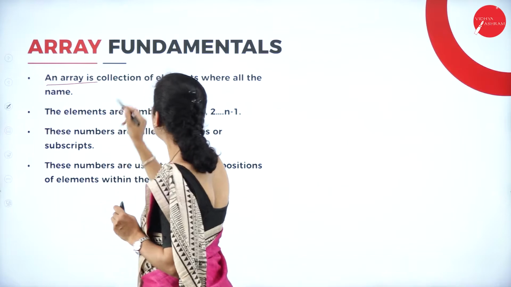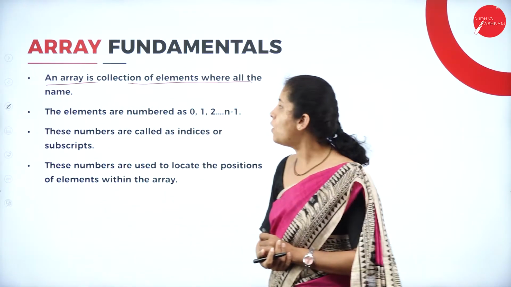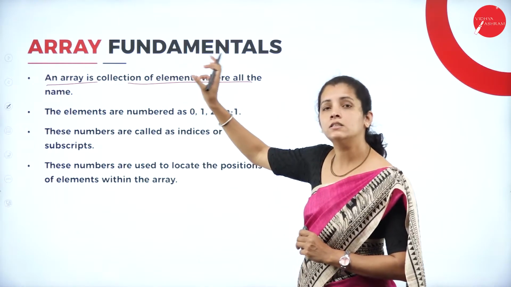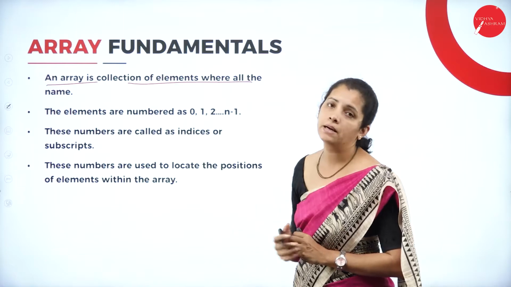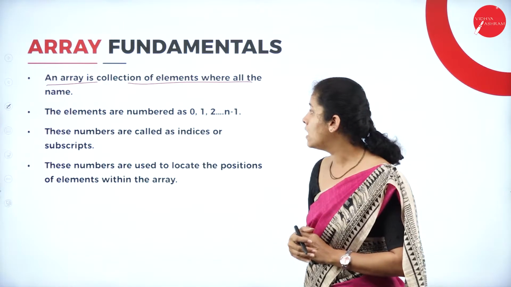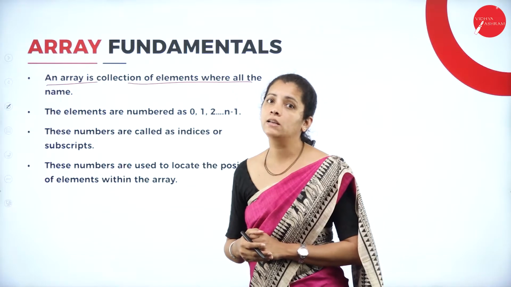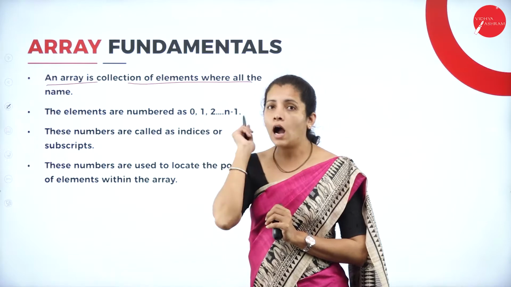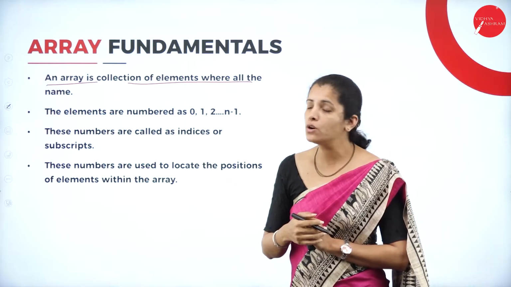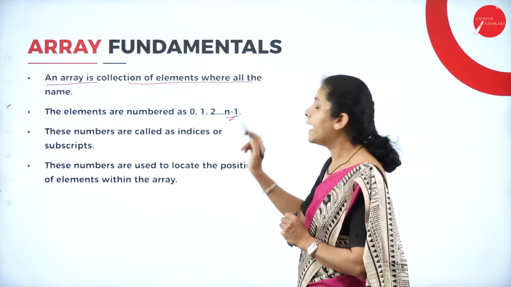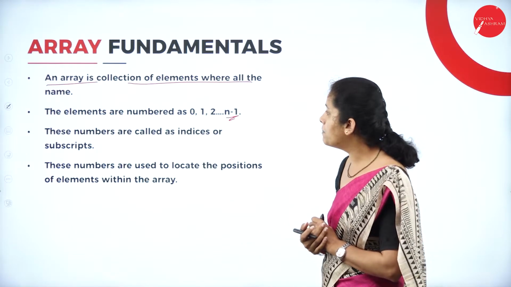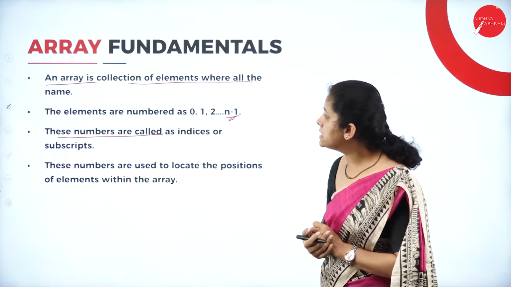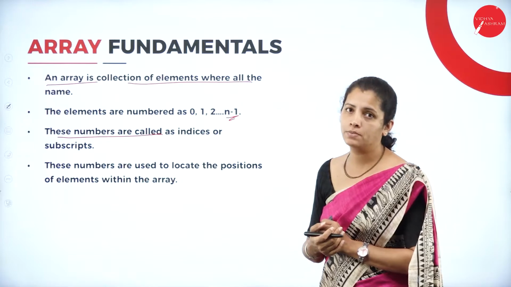Moving further, I'm going to cover array fundamentals. An array is a collection of elements where all the elements are grouped under the same name, and all the elements are numbered from 0 to n minus 1. Because the array index always starts from 0, for that reason the nth index here is n minus 1, and these numbers are called indices, index, or subscript.